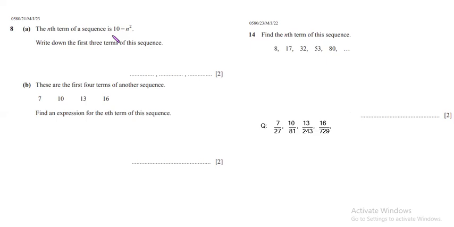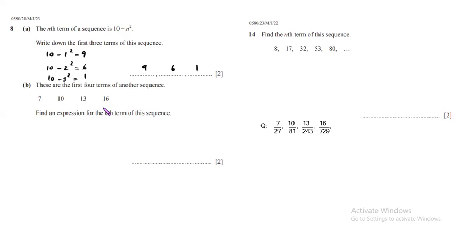Now, when an nth term is given like this, to find the first three terms, you just substitute 1, 2, 3 for the value of n, and you can find the answers. So in this case, it will be 10 minus 1 squared. Then we would do 10 minus 2 squared, 10 minus 3 squared. You can find the answers. That will be the first three terms. So in this case, it's going to be 9, 6, and 1. So these are the first three terms of the sequence when the nth term is given.